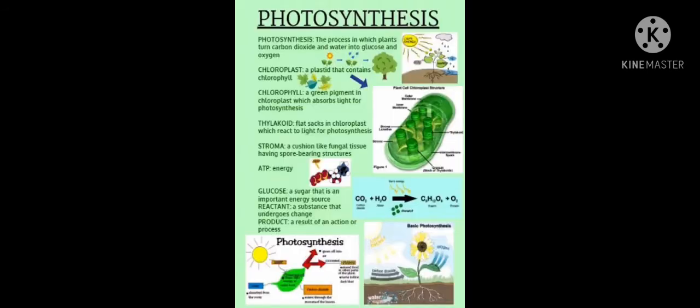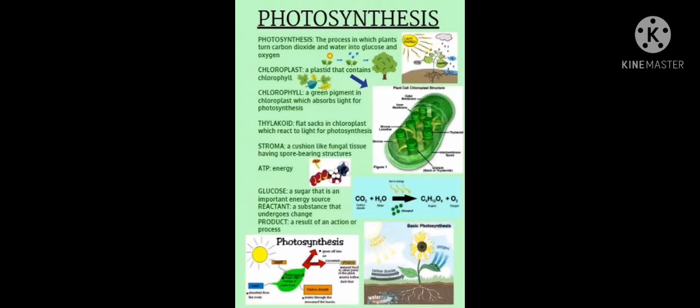Now see in short about photosynthesis. Children, see again, here we've split the word photosynthesis. Photo stands for light, synthesis means something is synthesized in the chloroplast, so photosynthesis. The process in which plants turn carbon dioxide and water into glucose and oxygen is nothing but photosynthesis.